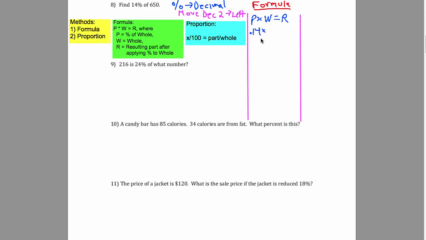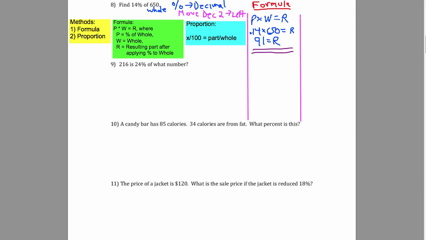times W. Now W is the whole thing. It's the original amount. So that's 650, and we're going to have to solve for R here, the resulting part we're left with after we apply the percent. When you have doubt, remember it's always the percent of the whole. So when it says percent of 650 here, it means percent of the whole. If you multiply 0.14 times 650, you get 91, and that is the answer.